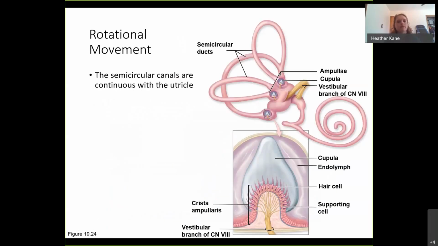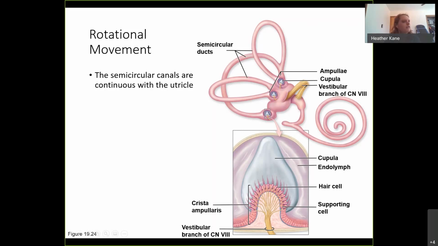Okay, so let's talk a little bit about rotational movement. Rotational movement is the movement that happens when you spin. And when that happens, an individual usually gets dizzy. They get dizzy because these hair cells are able to adapt really, really quickly. So if you start spinning, those hair cells learn that this is basically the new normal. And then when you stop spinning, the hair cells have to readjust to the old normal.